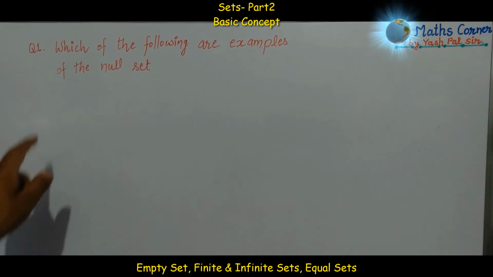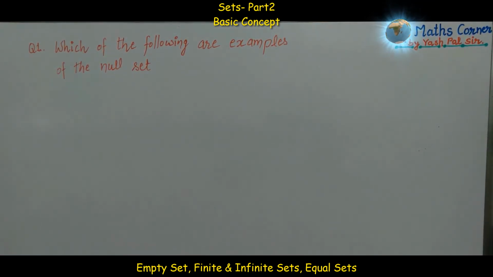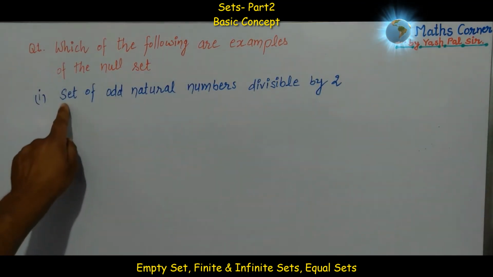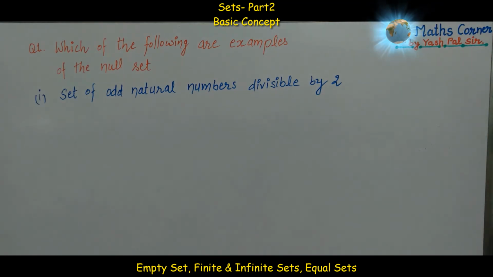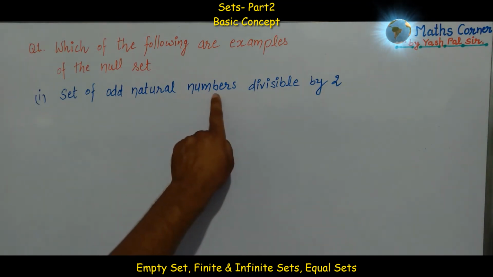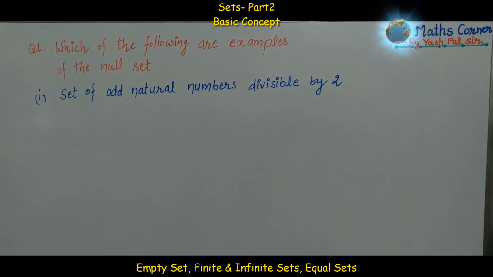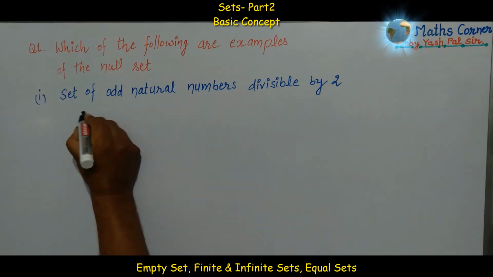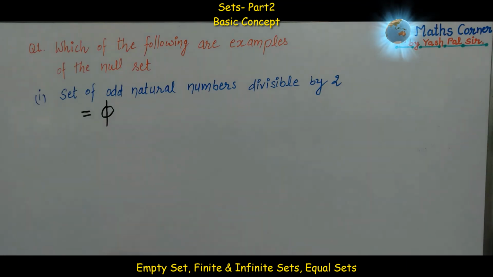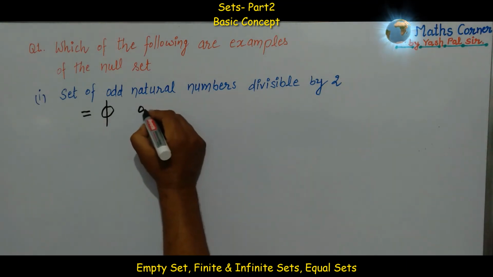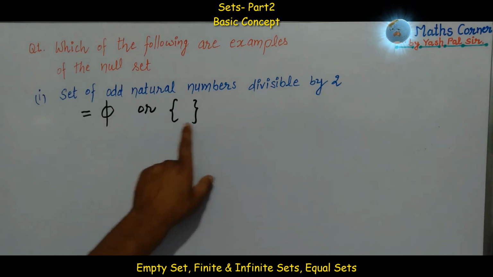Now we shall discuss a few questions based on these points. The very first question is, which of the following are examples of the null set? The very first part, the set of odd natural numbers divisible by 2. Here we know that there is no odd natural number which is divisible by 2. So what is the answer? This is the null set. Null set we write as phi, or simply a curly bracket with no element inside it.